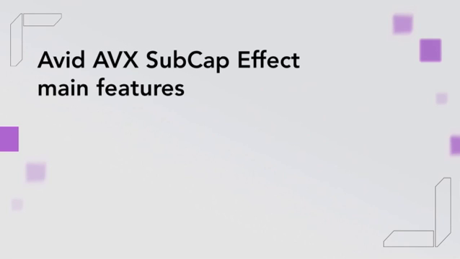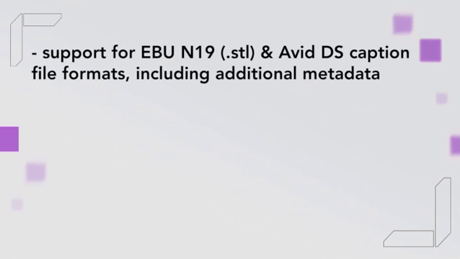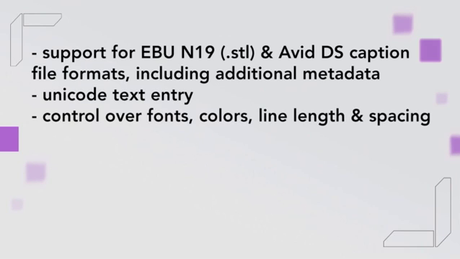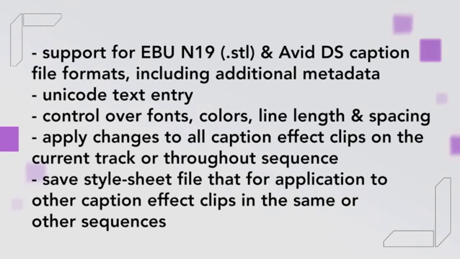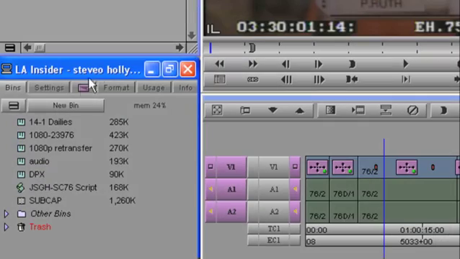The SubCap effect has the following main features: support for the EBU N19.stl and the Avid DS caption file format, including the storage of metadata such as contact and program information; support for Unicode text entry; parameter control over many aspects of text appearance, including fonts, colors, line length, and line spacing; ability to apply parameter changes made on one caption effect clip to all other caption effect clips on the current track or throughout the entire sequence; and the ability to save sets of parameter values for any caption effect clip as a style sheet file that you can then apply to other caption effect clips in the same or other sequences.